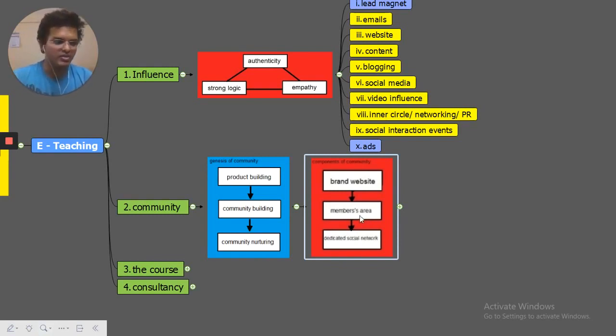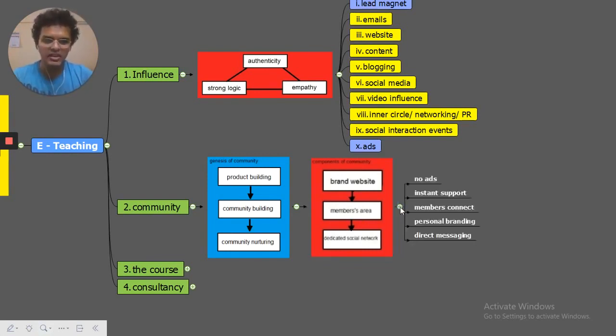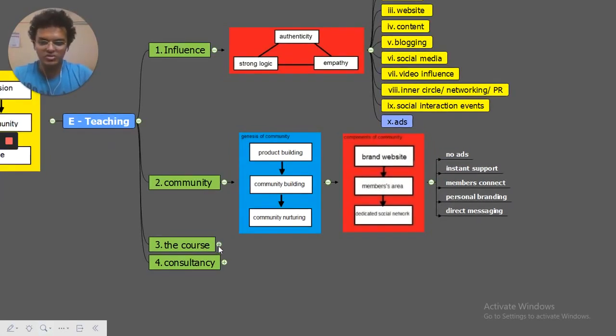Dedicated members area shall be for those who have paid for your courses or paid for your products or your services, and can also be those who are seeking value from you. Dedicated social network shall have its own benefits. Some of them are not having ads, you getting support instantly, the members of your community getting to connect with each other.